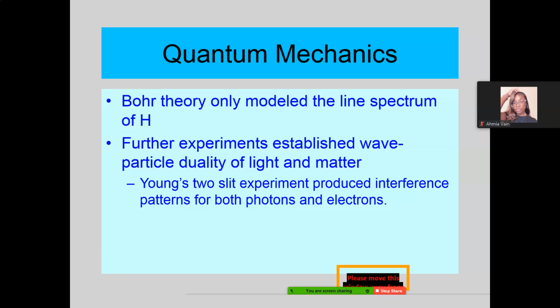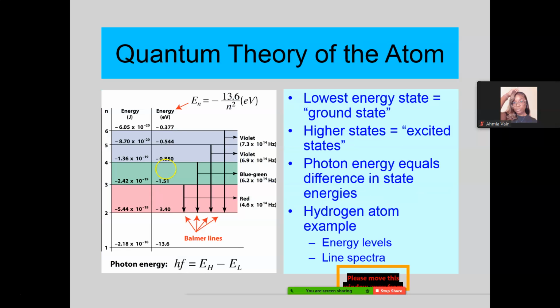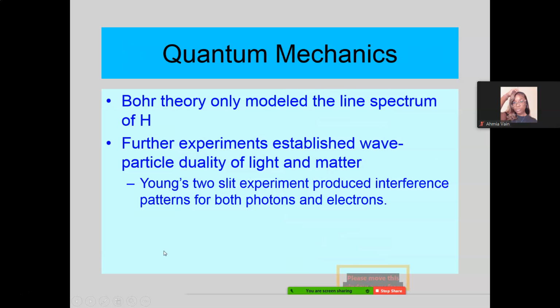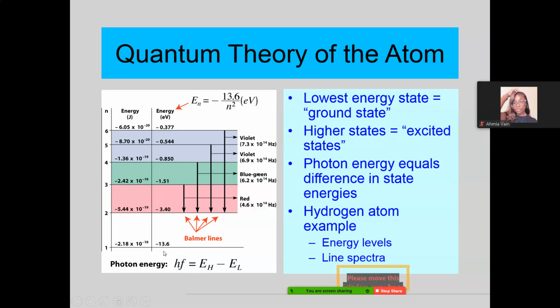Oh, and let me go back one more time. Okay, this formula right here, E sub n is equal to E sub 1 divided by n squared. Okay, and the E sub 1 is this one down here. There's your 1, so that's divided by negative, goodness gracious, why does this do that?